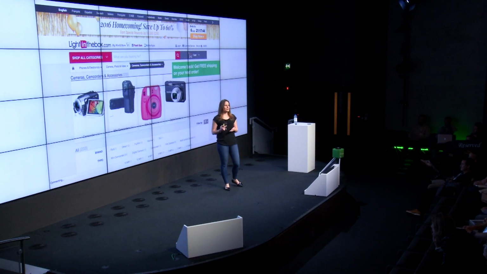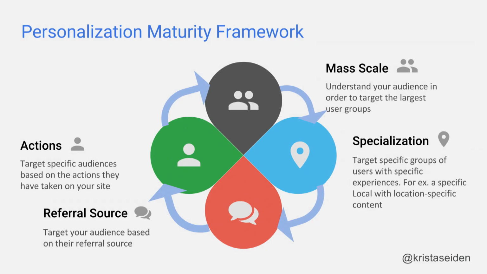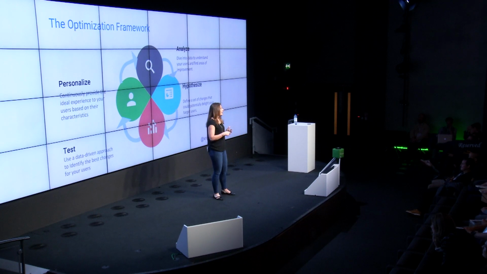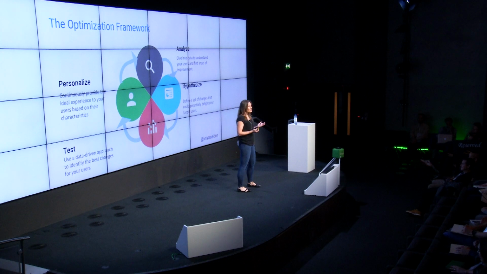Really, really powerful when you start to bring a lot of these things together, a lot of these personalization tips. So this is the personalization maturity framework. We walked through starting at mass scale at the top of the funnel, really just understanding who your largest group of users are. We went all the way down to one-to-one actions that a user has taken on your website. And we put that back into our optimization framework, where we started with analyze, hypothesize, test, and finally personalize.